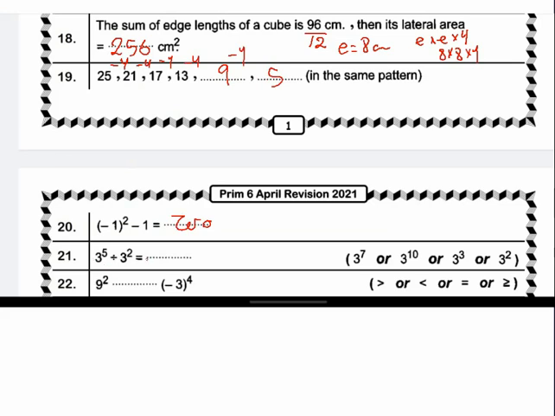Here 3 to the power 5, divided by 3 power 2, take the base 3, and 5 minus 2 equals 3, so 3 power 3. If you don't know the answer, you can put it in your calculator and check if your answer is right or wrong. 9 power 2, negative 3 power 4. 9 power 2, if you put it in your calculator, it will be 81, and here the same 81, so it will be equal. Please put them in your calculator first. Okay, don't be in a hurry if you see negative or positive.